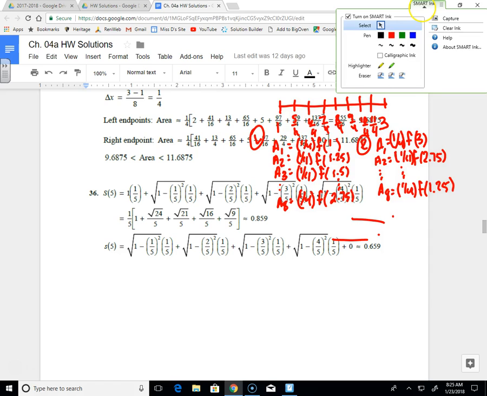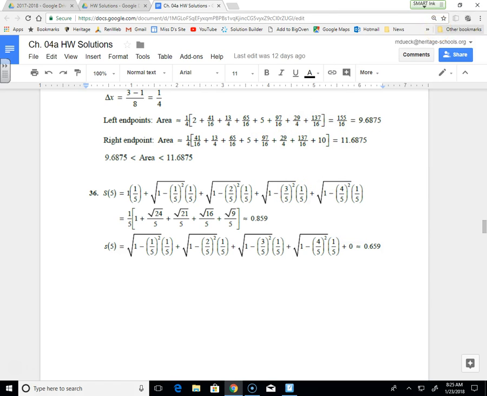Number 36. Let me clear off this ink. Do you guys see how they're plugging in? Yeah, you know. And they showed this time, they showed the base times height for every single one, and that they showed the 1/5, 1/5, 1/5, 1/5, 1/5. But do you also see how you could have just pulled it out? Okay, so pull out the common base of 1/5, and then what are all of these? Those are the height for the first, and the second, and the third, and the fourth, and the fifth, right? Which once again you could have done on your calculator. But this one might have been one they had you do by hand.